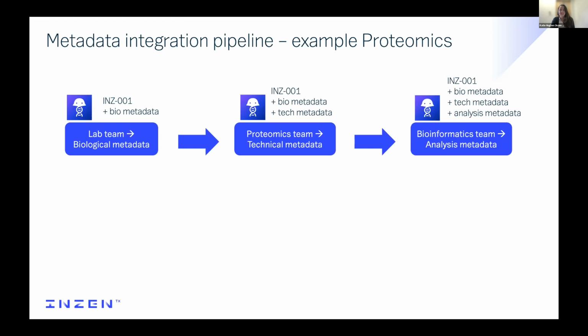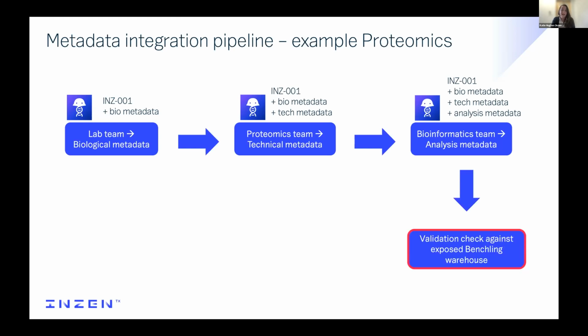collecting. And what we're going to do with that is check it against an exposed Benchling warehouse in LabKey, using our LabKey API. And I'll go into more details here. There is a red circle around this because this is a very important step, and this ensures that we're not inputting data or metadata that might not be correct into LabKey.